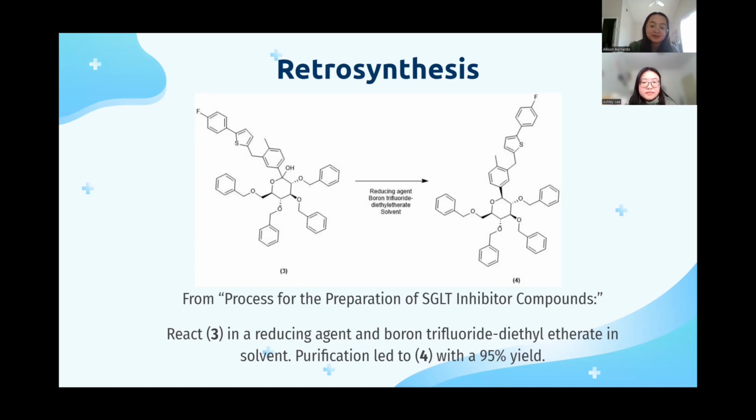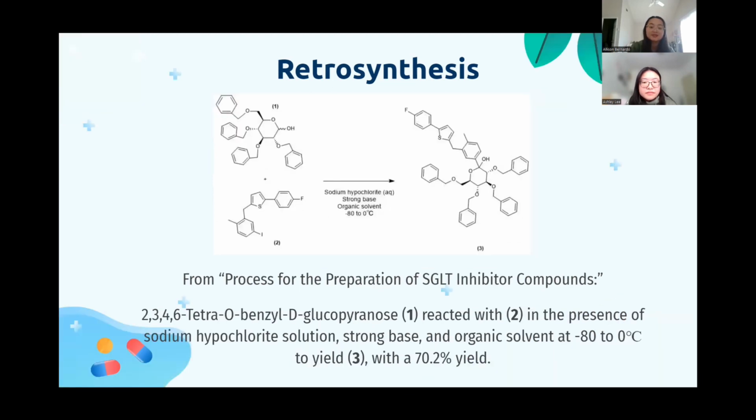And to get compound number 3, from the same resource, you would react compound number 1, which is 2,3,4,6-tetra-O-benzyl-D-glucopyranose, with 2, and a sodium hypochlorite solution, strong base, and organic solvent at a low temperature of negative 80 to 0 degrees Celsius to yield 3 with a 70.2% yield.